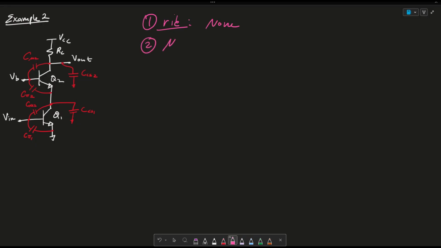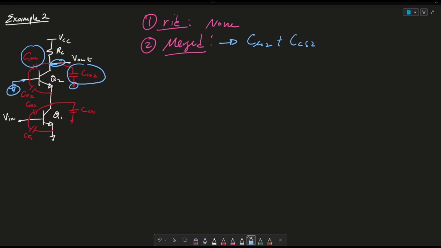The second question is, what can be merged? If you realize that VB, or V bias, is an AC ground, you can see that C mu 2, this capacitor here, and this capacitor here can be combined because they're both connected at this node, and they're also connected to ground at the other end. So they're in parallel. Then we can merge C mu 2 plus CCS2. What else can be merged? Again, we can notice that this capacitor here, C pi 2, and CCS1 are attached at this node and to ground. So they're also in parallel. Then we have C pi 2 plus CCS1.